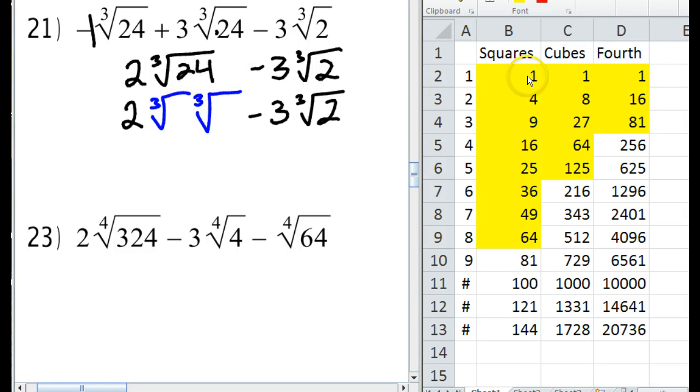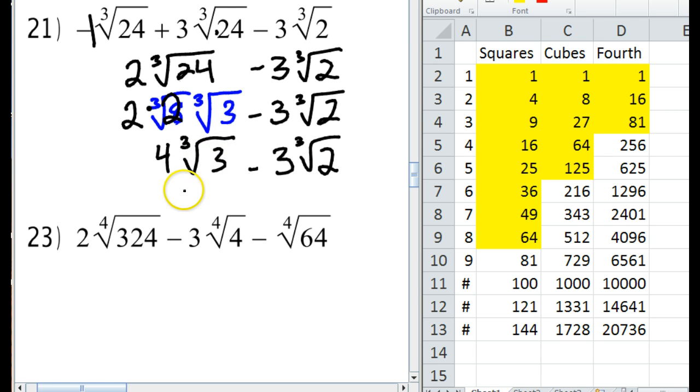So we get what? 8, right? 8 times 3. Cube root of 8 is 2, right? So this ends up equaling 2 right there. So I have 4 times the cube root of 3 minus 3 times the cube root of 2.